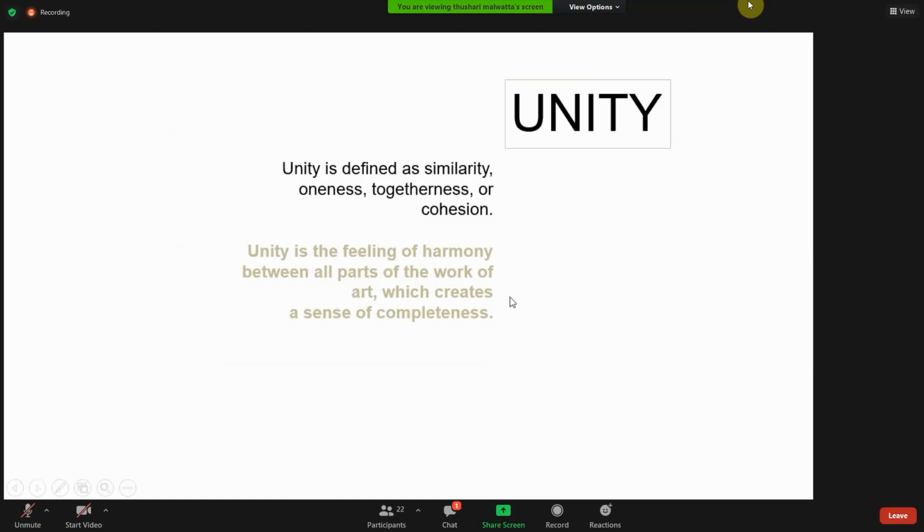We'll talk about unity. It's easier if you describe it as oneness, togetherness. And this is also called harmony. Unity and harmony are the same. It is the feeling of harmony between all parts of the work of art, which creates a sense of completeness. When you feel that this artwork is one piece of work, that is unity.